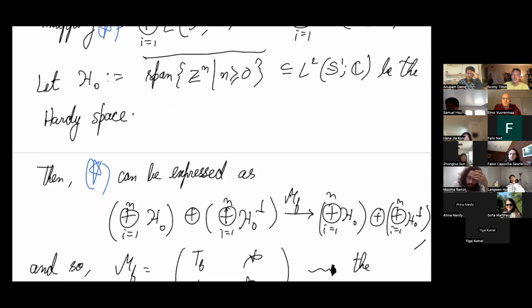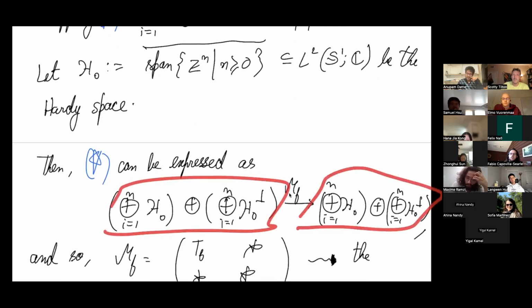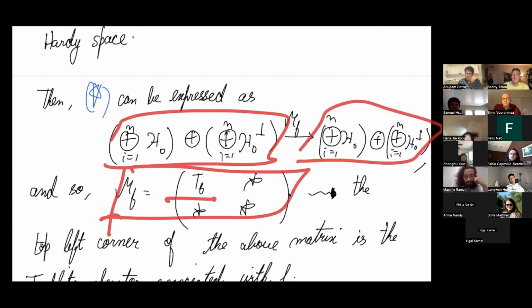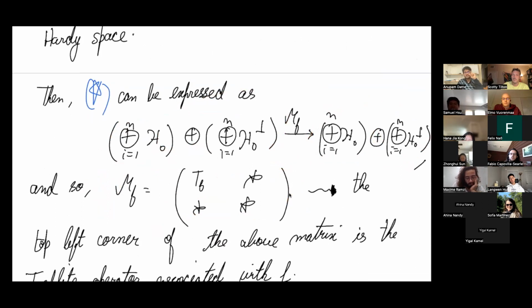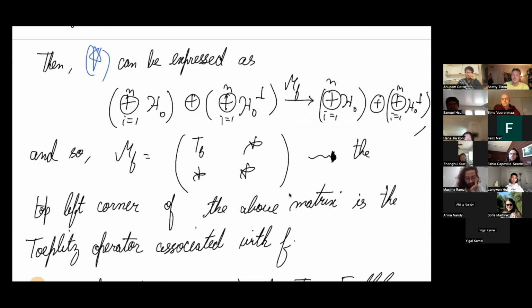And after doing this decomposition, and after suitably arranging the factors, you can get your operator M_F in this form, where the top left corner represents what the mapping from one Hardy space to the other Hardy space looks like. And this is going to be the definition of a Toeplitz operator, which I associate with a matrix valued function on S1.